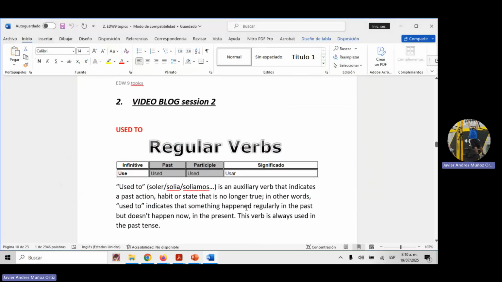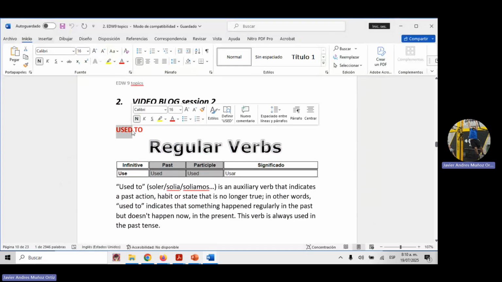Now we are going to focus on the second session, today's session, and we are going to continue talking about used to. If we only focus on the verb, we are going to notice that use is a regular verb, which in its past form is called used, and also in its past participle. Remember that when we talk about regular verbs, the past form and the past participle form are exactly the same. We're going to talk about this next week in the next session, but it's important to take it into account since now.